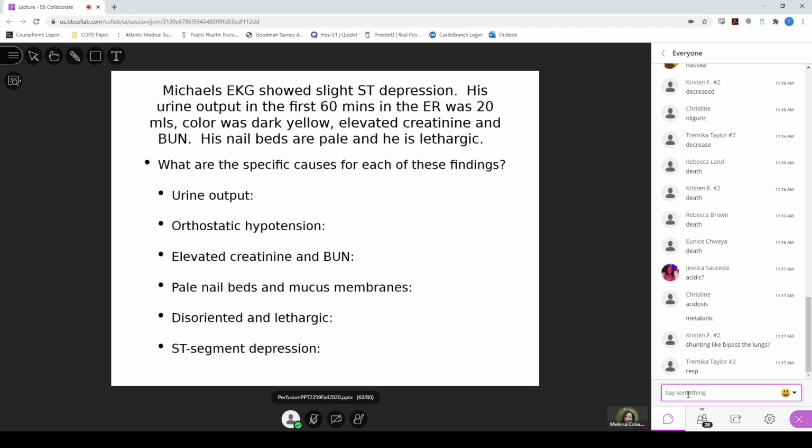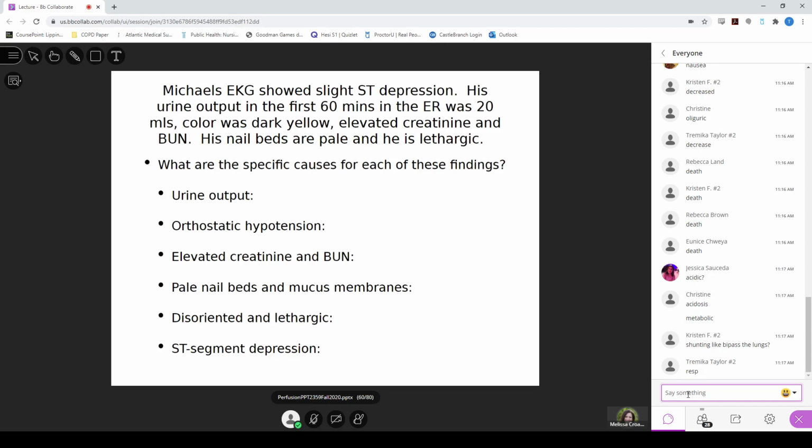So he had an EKG and it showed a slight depression. A slight depression, and his urine output in the first 60 minutes in the ER was 20 mLs for that hour. It was dark yellow, had elevated creatinine and BUN, and his nail beds are pale and he's lethargic. So what are the causes for each of these findings?